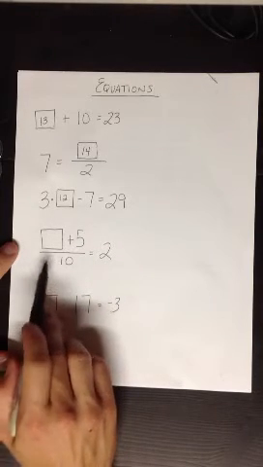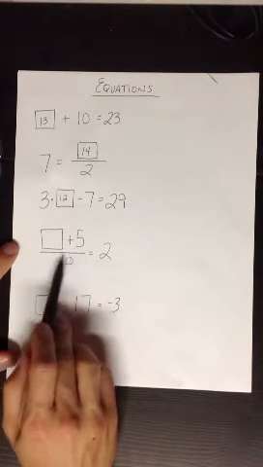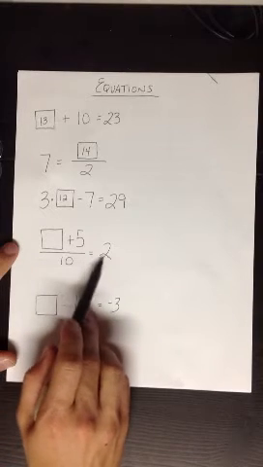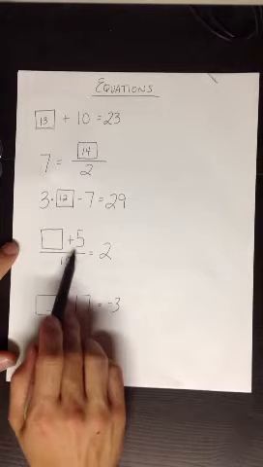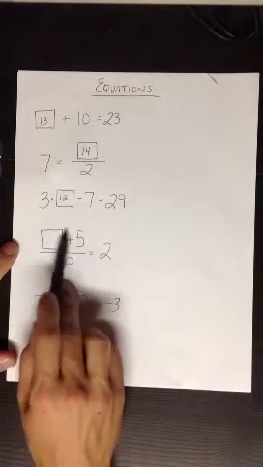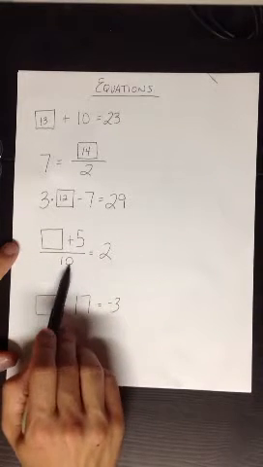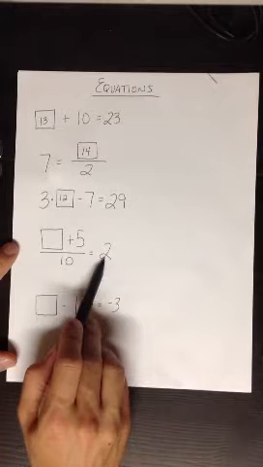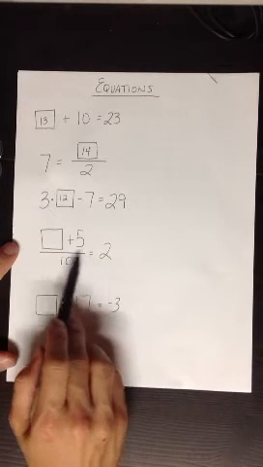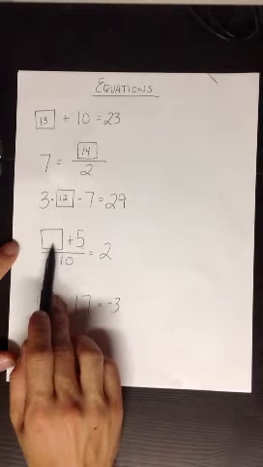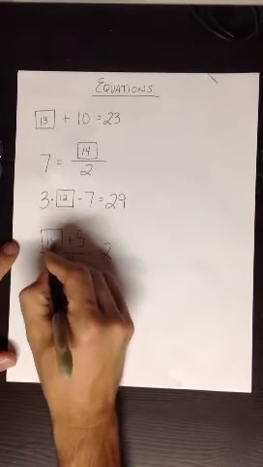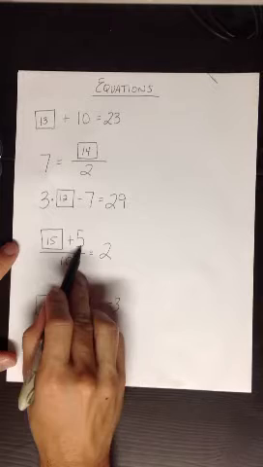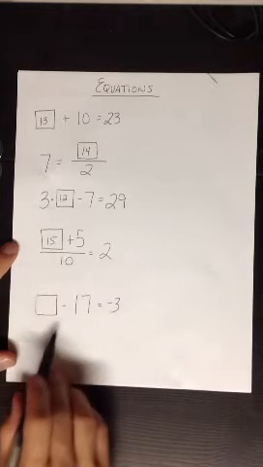For problem 4, what number added to 5 and then divided by 10 gives us 2? Now this is a multi-step problem, and again, we want to know what do I divide by 10 to get 2? Well, 20 divided by 10 is 2. So in order to get 20 in the numerator, the box would have to be 15. Because 15 plus 5 is 20, divided by 10 is 2.